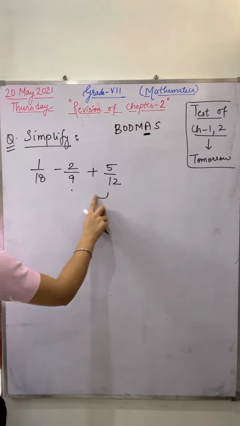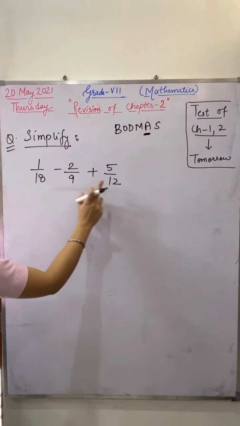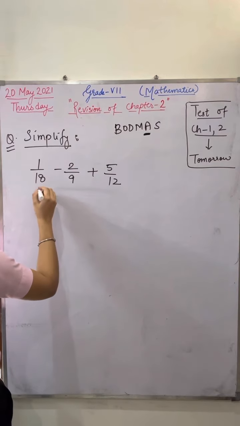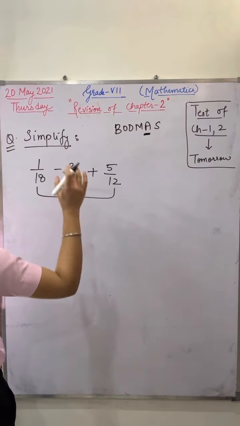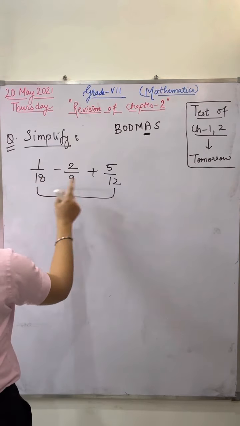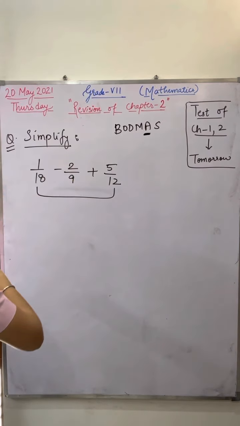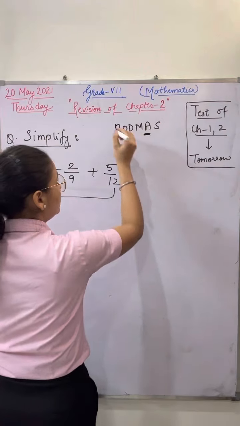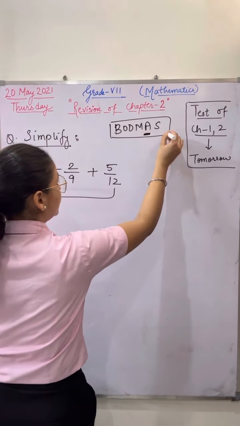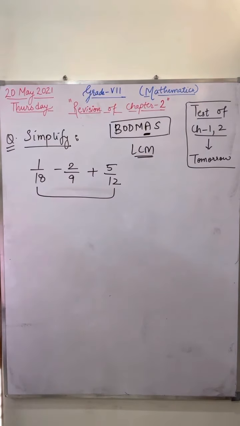But check which two fractions are positive. This is positive, this is positive. So you can add these two fractions and then subtract this fraction from the answer. You can add these two fractions by taking the LCM and then subtract this. Whenever you are solving fraction questions, first of all check the BODMAS rule and then check the LCM.